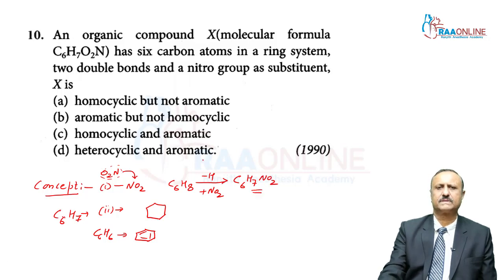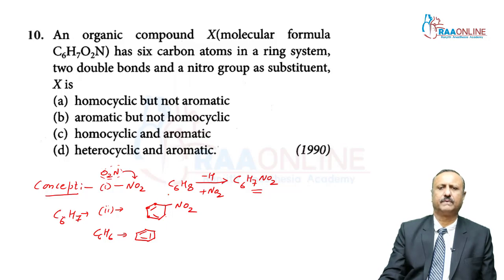My dear students, it has 6 carbon atoms in a ring system, and 2 double bonds are present. Here you can see that 2 double bonds are present, and a nitro group as a substituent. NO2 you can place here as a substituent. So, my dear students, what is this compound? It is not aromatic, because here alternate double bond single bond is not present. Here the number of pi bonds is 4, while in Huckel's rule the number of pi bonds must be 6. So, it is not aromatic.